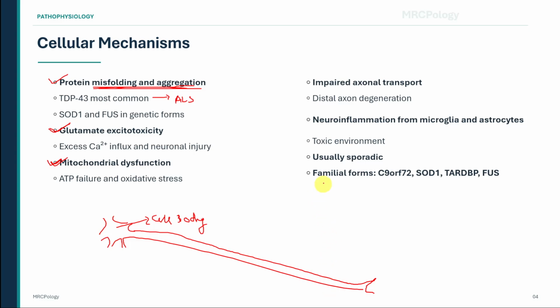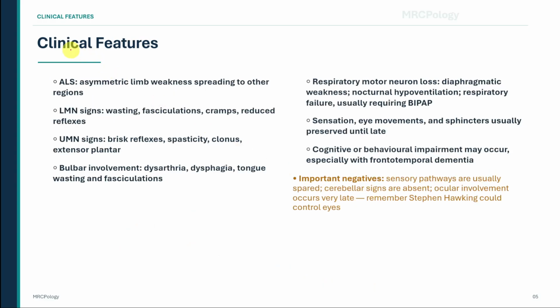Most cases are sporadic. Important familial causes include mutations or expansions involving C9orf72, SOD1, TARDBP, and FUS. C9orf72 is particularly associated with the overlap between amyotrophic lateral sclerosis and frontotemporal dementia. Clinically, amyotrophic lateral sclerosis usually begins with progressive, asymmetric weakness. A patient may notice difficulty turning a key, fastening buttons, writing, lifting the foot, or climbing stairs. The weakness gradually spreads from one region to another.